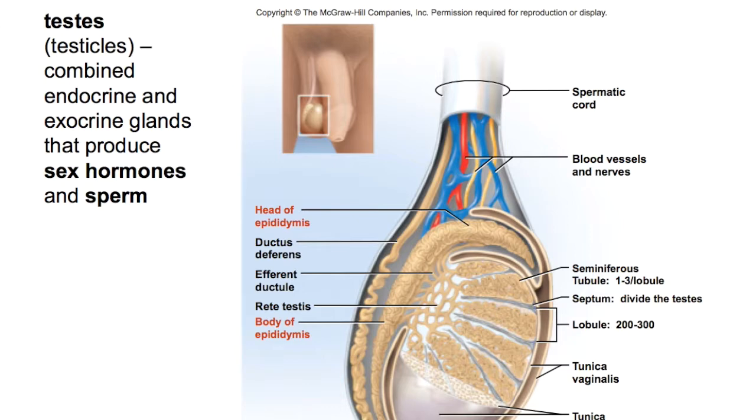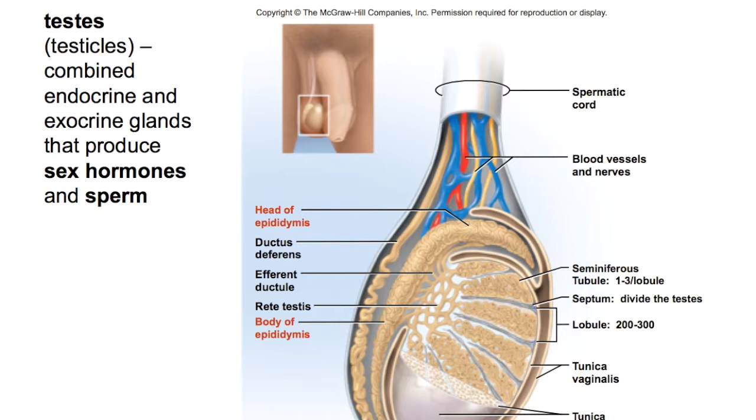But the testes is a combined endocrine and exocrine gland. So if we remember what that means, endocrine means the hormones stay in the body, right? Exocrine means that it produces things that leave the body, whether it's going into the gastrointestinal system, into the gut, or if it's leaving through ejaculation. So endocrine and exocrine.